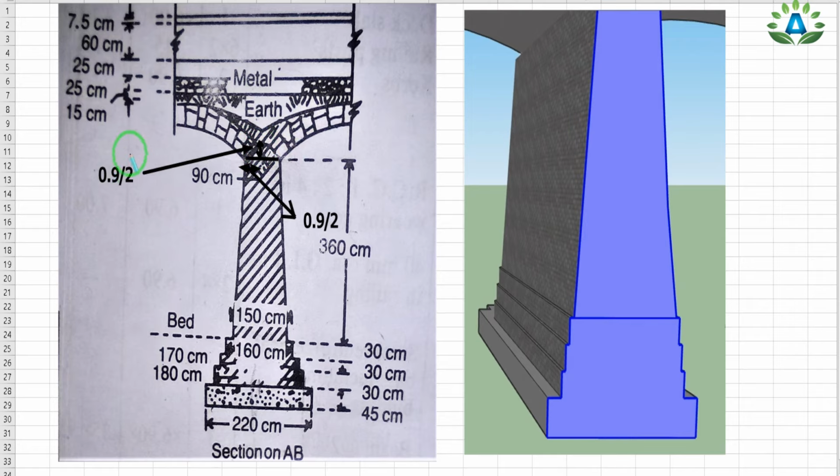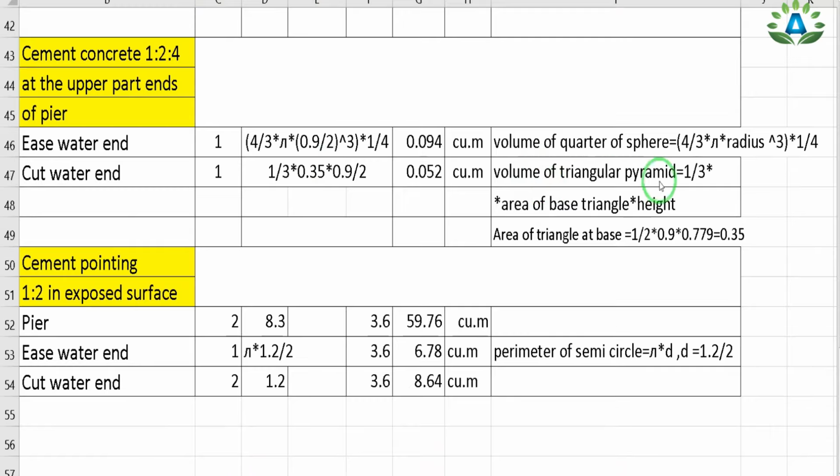So the height equals 0.9 by 2. So I can write the volume equals 1 by 3 into the area of the base, which is 0.35, and the height is 0.9 by 2. So we will obtain 0.052 cubic meter.